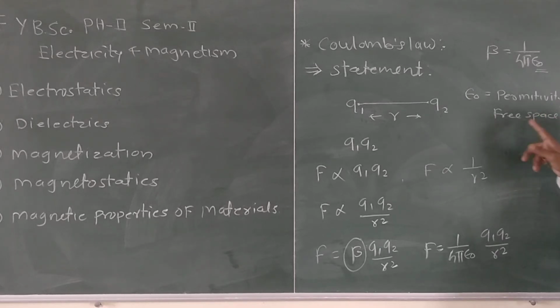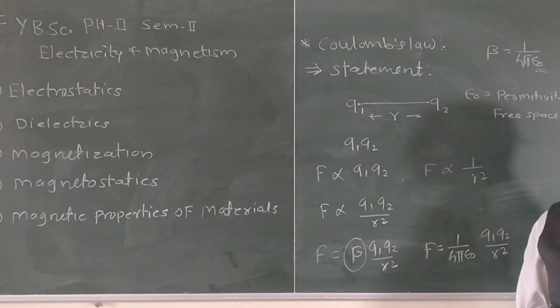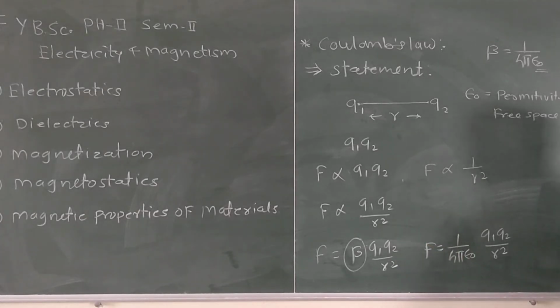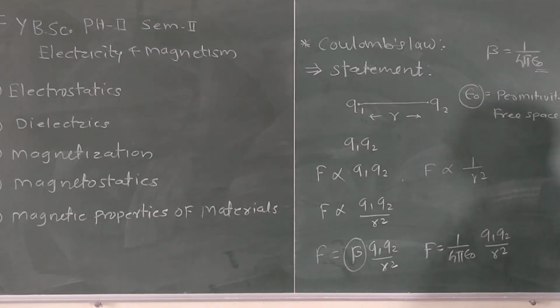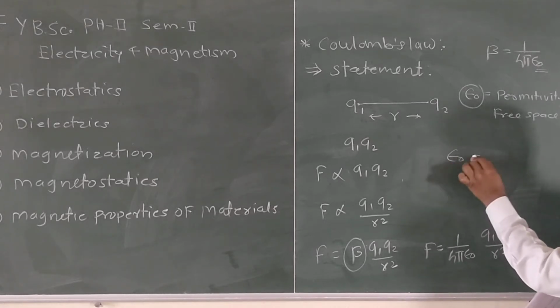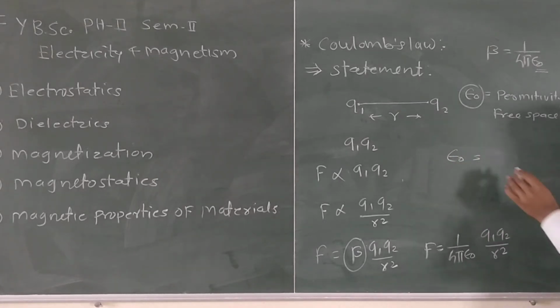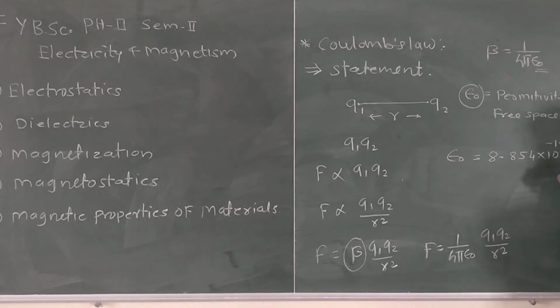Permittivity of free space. Free space means here we have to substitute these two charges in free space or vacuum. Now we write here the value of this epsilon naught. For free space, this value is epsilon naught equal to 8.854 into 10 raised to minus 12 Coulomb square per Newton meter square.